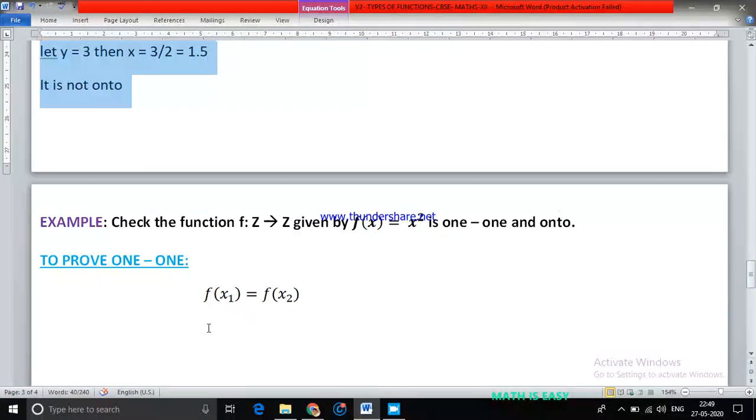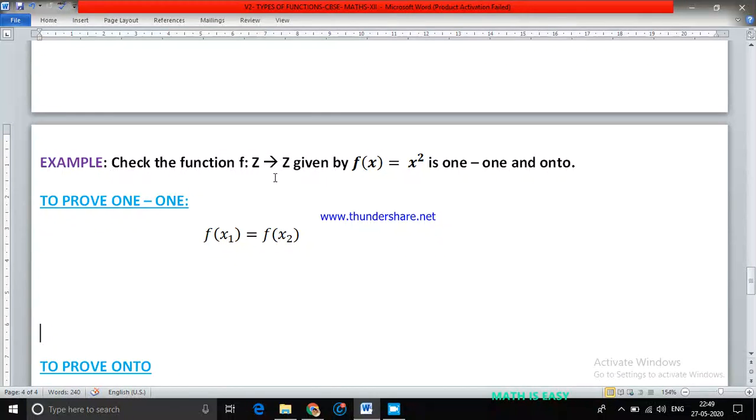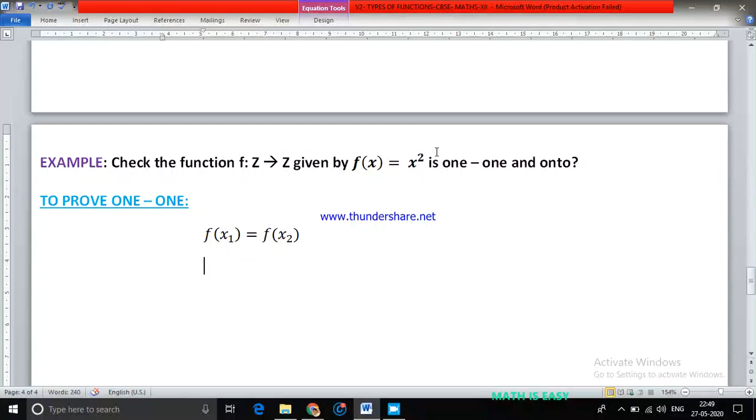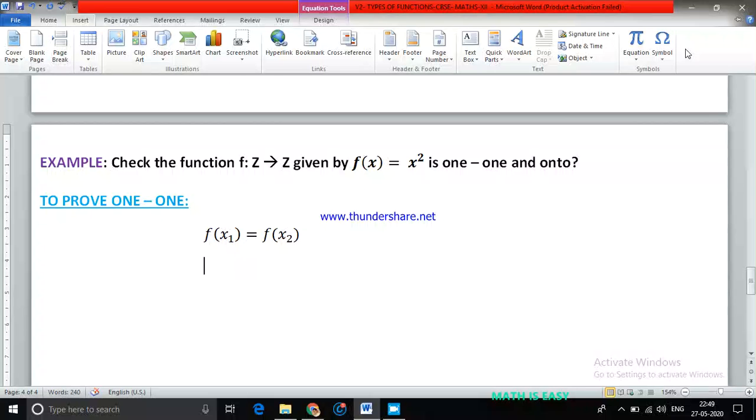Okay, now let me take another example. Check whether the function f defined from Z to Z, integers to integers, given by f of x equals x square, is one-one and onto. So we have to conclude whether it is a one-one or onto function or not. As usual, to prove one-one, I take f of x1 equals f of x2. F of x1 means, let me insert the function here. Insert equation. Just a minute.